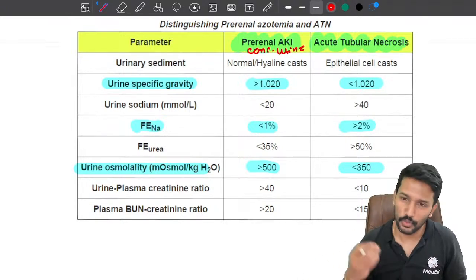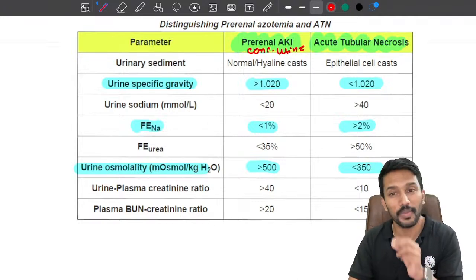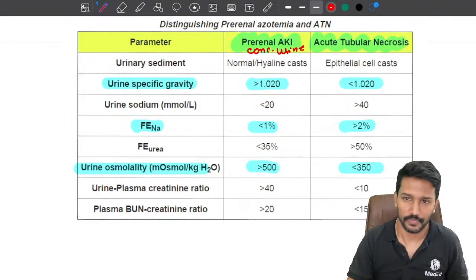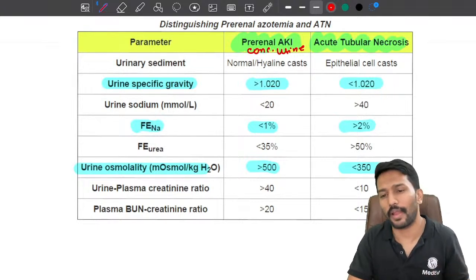So you lose water, you lose solutes. So you will have a dilute urine. Urine will not be extremely concentrated, right? Simple. Second, if you have acute tubular necrosis, there is no need for activation of RAS.